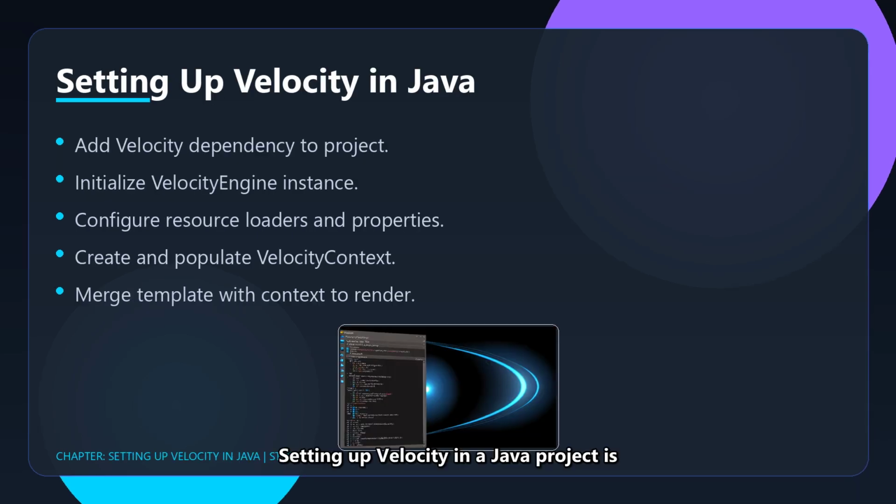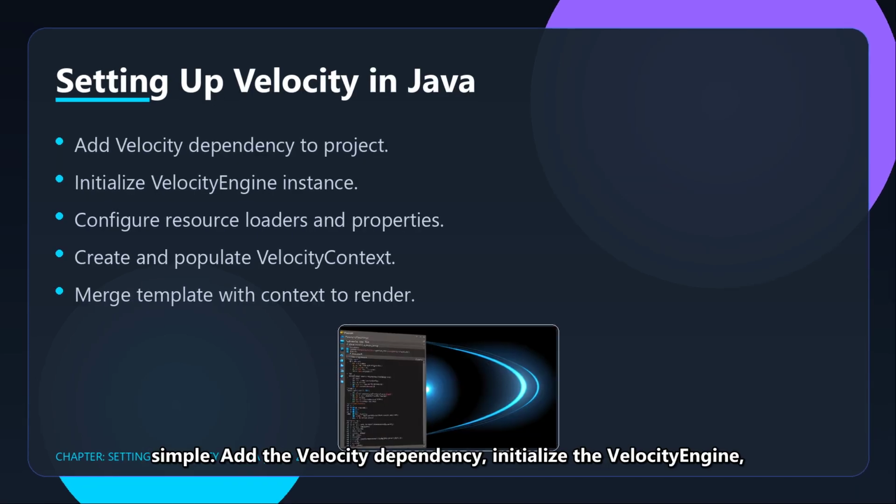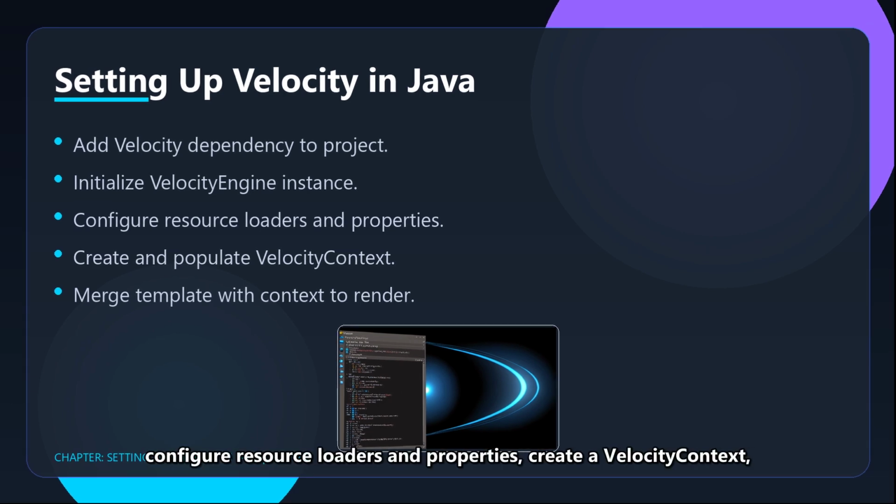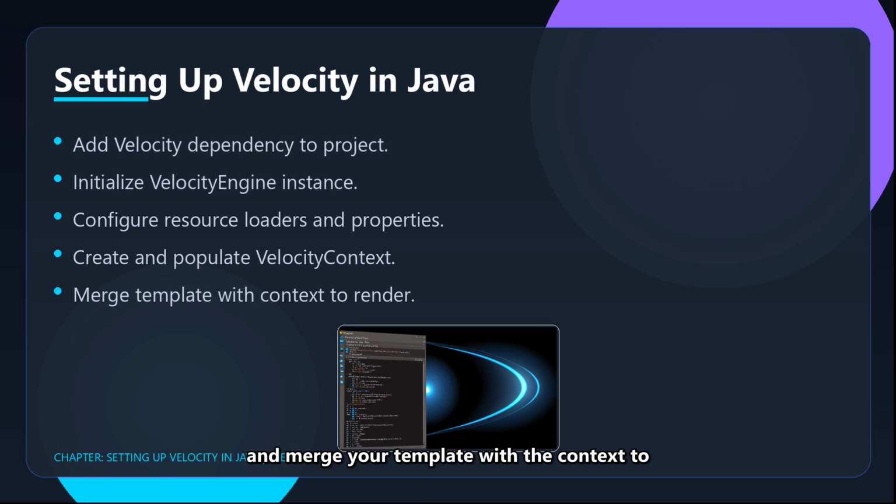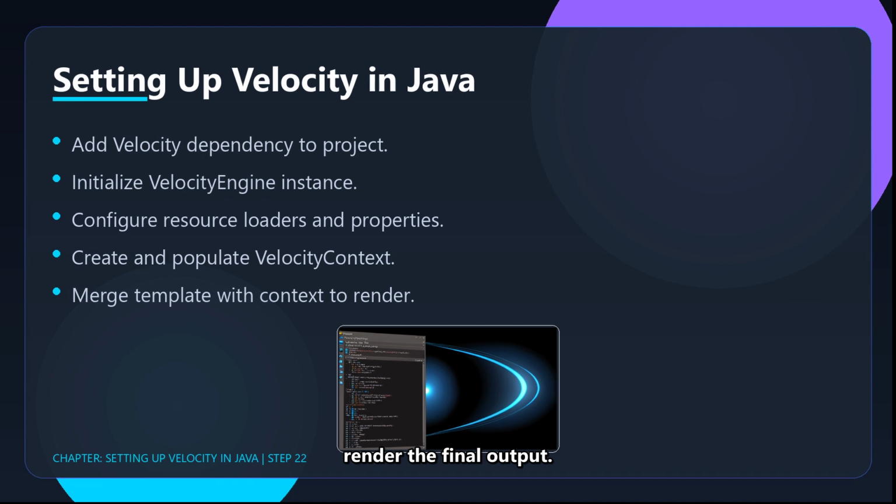Setting up Velocity in a Java project is simple. Add the Velocity dependency, initialize the Velocity engine, configure resource loaders and properties, create a Velocity context, and merge your template with the context to render the final output.